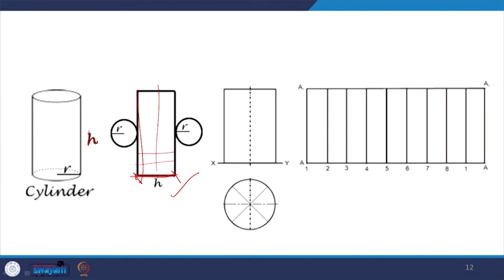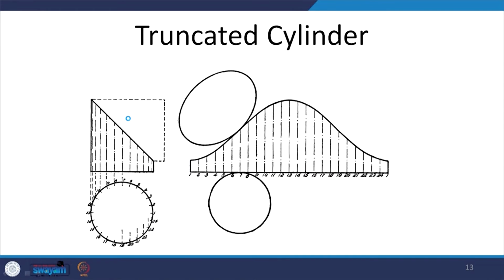So it is actually again infinite parallel lines in case of a cylinder, and at the two ends we will have the two circles for the bases.